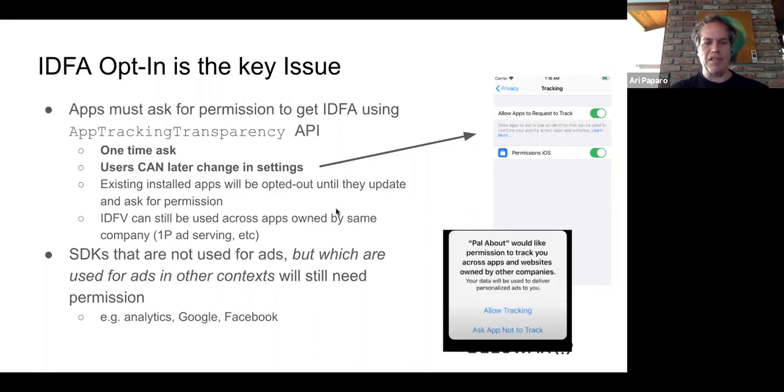Next, the IDFV, which is a different ID, which I don't think I've ever heard talked about in the advertising community until this week, is available for use across apps owned by the same company. So the IDFV, you could think of it like a first-party cookie. Basically, if you as a company have 5 or 6 apps, they can share the same IDFV, which will allow you to do promotions across those users.